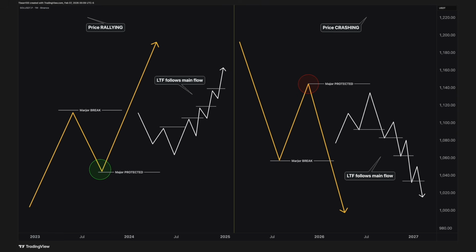So what you are doing here is combining the higher and lower time frames into the same flow, the same trend, and the same overall direction. By doing this, you naturally increase your probability and your overall statistics of taking winning trades.